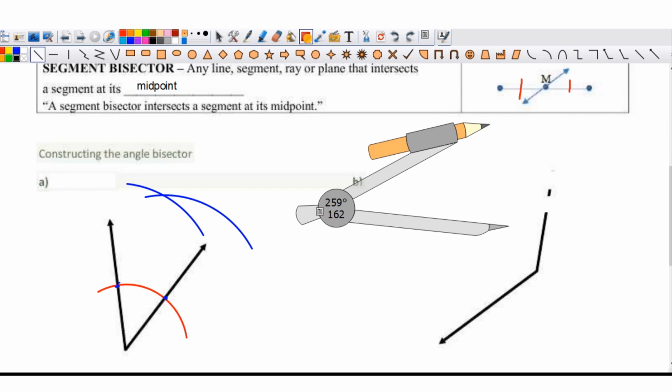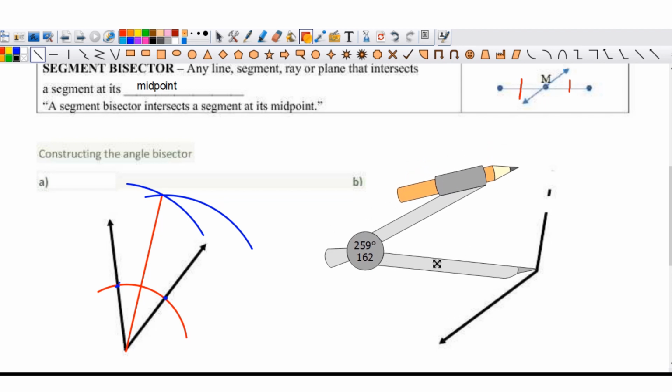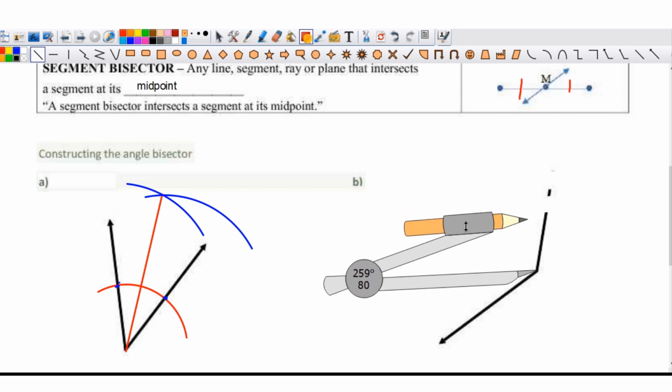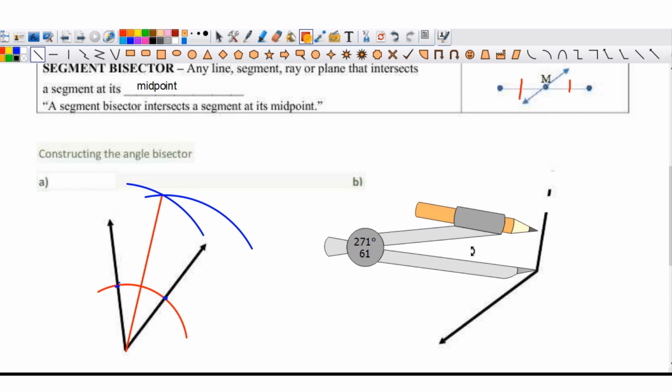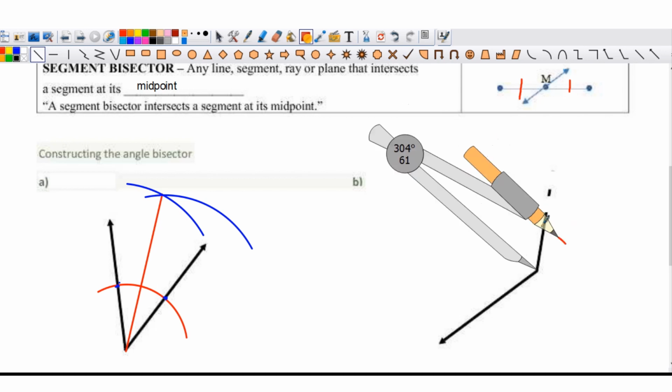And if we don't know, the vertex is the part of our angle where the two rays meet. So here is our angle bisector. Okay, we'll do this one more time. We're going to put our compass on the vertex. Move our compass so that we can intersect both sides here.